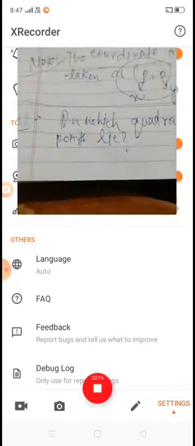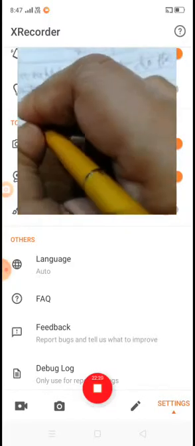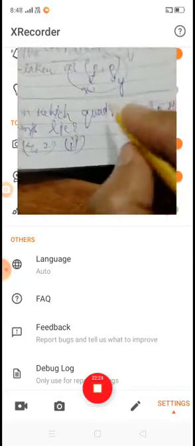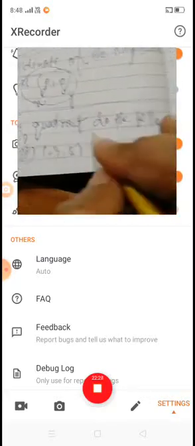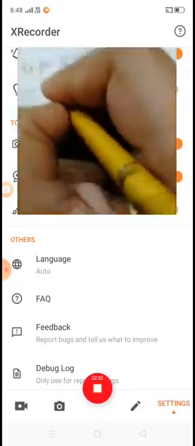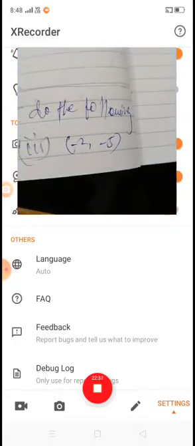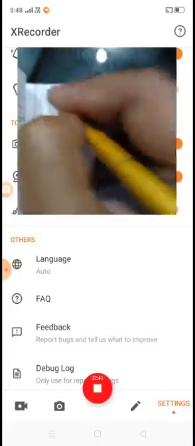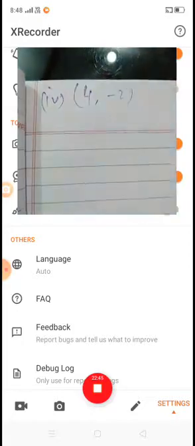Following points lie. First one is (4, 2), second one is (-3, 4), third one is (-2, -5), and fourth one is (4, -2).